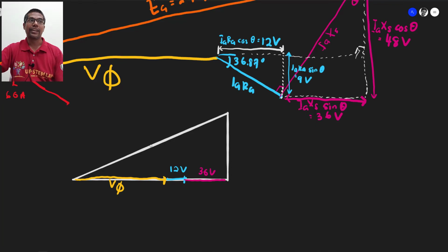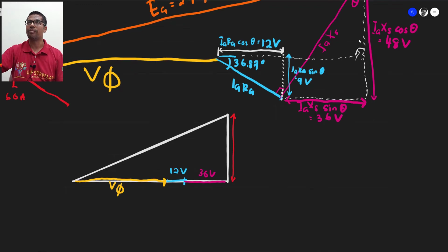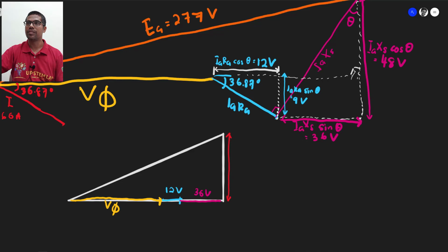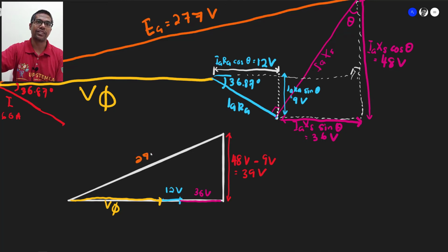And what about this line, this whole line? How do we get this? We know that 48 is from the top to the bottom, but then we need to minus this 9 volt. So this position is 48 volt minus 9 volt. So you got 39 volt there. And then we got our EA at 277 volt.